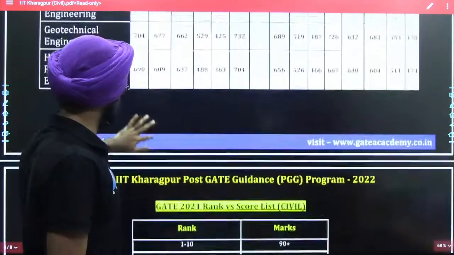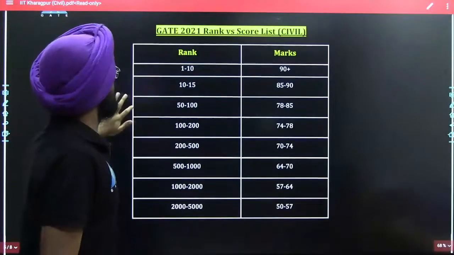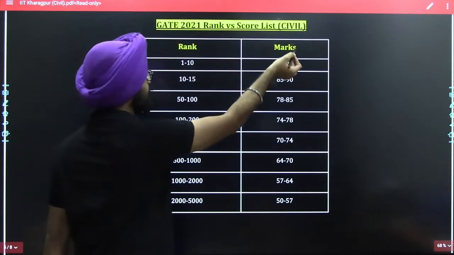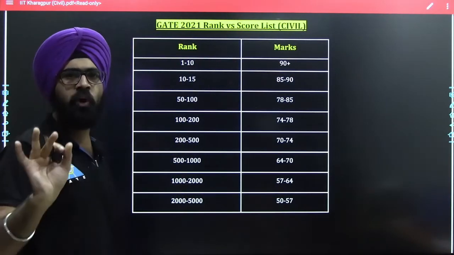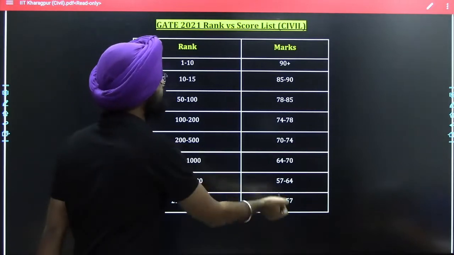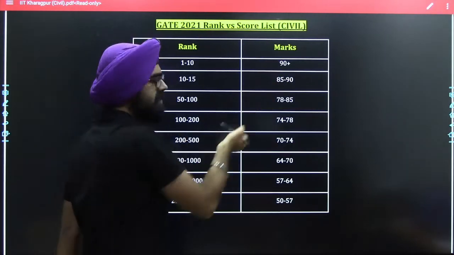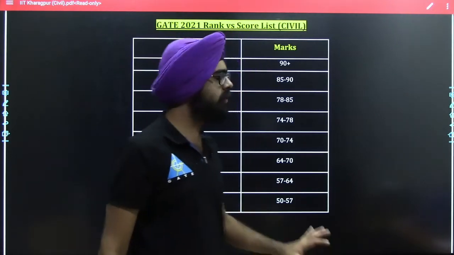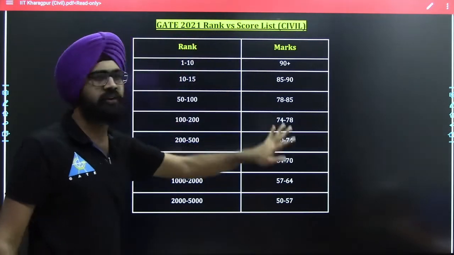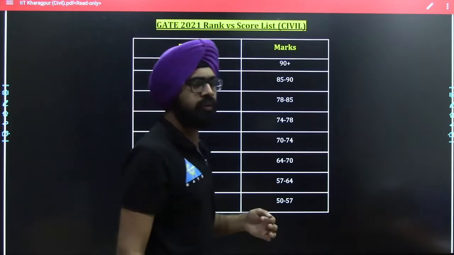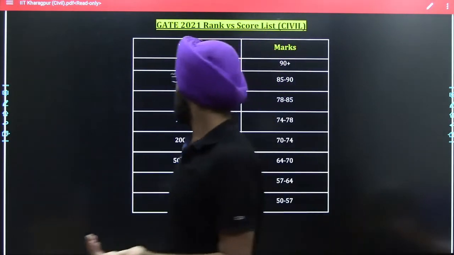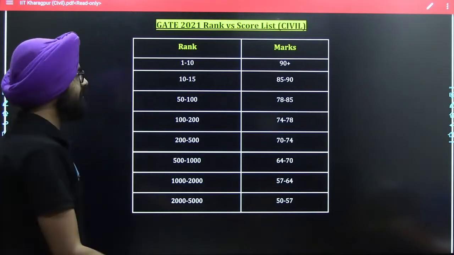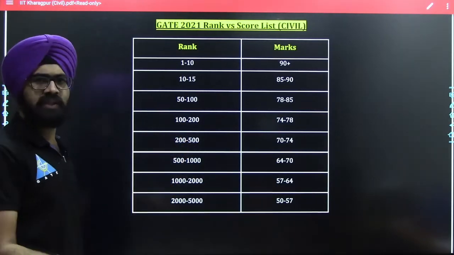Then moving further. This is the GATE 2021 rank versus score list, and as per my observation, you can expect such scores in these ranks also. This year, GATE 2022 is also showing a similar kind of trend. So with the help of this table, you can have an idea. The difference is not too much this year also.